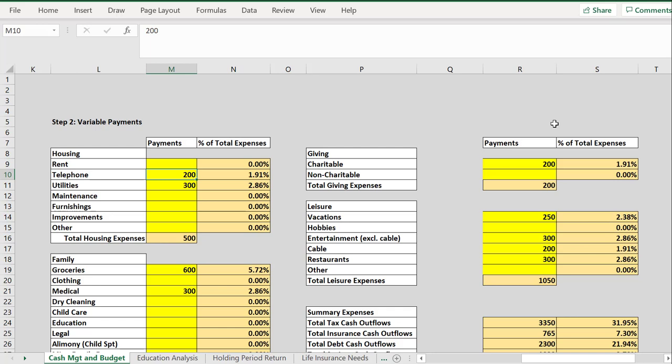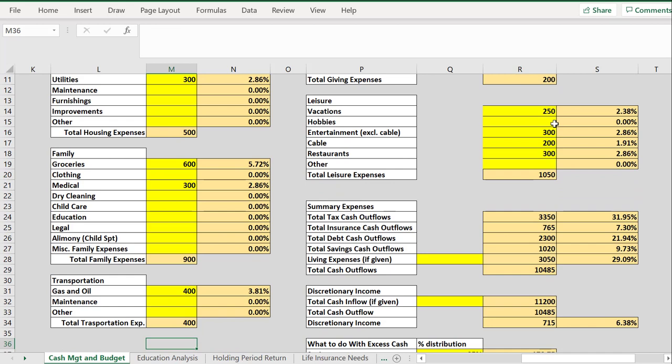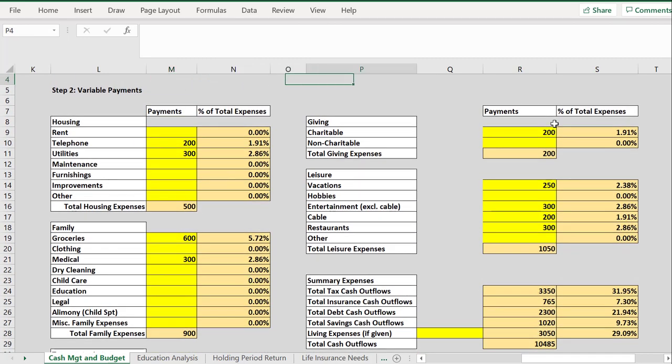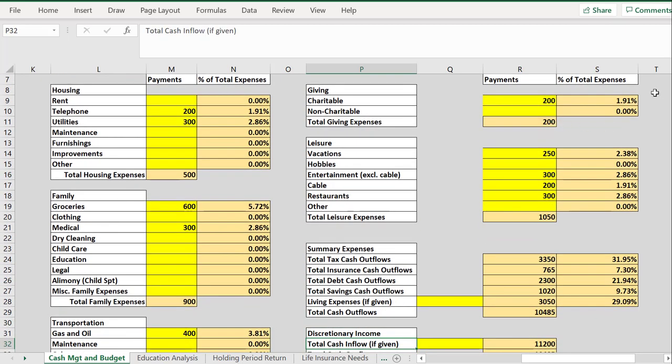Some of these will look like fixed because they might be the same every month. But of course, if you decide to turn your phone off, you wouldn't have that expense. So these are still kind of variable. And again, we have a variety of different expenses for the family, for transportation, for charity, right? We have some leisure types of expenses. And again, we're going to come out and we're going to say, well, what are our percentages then?